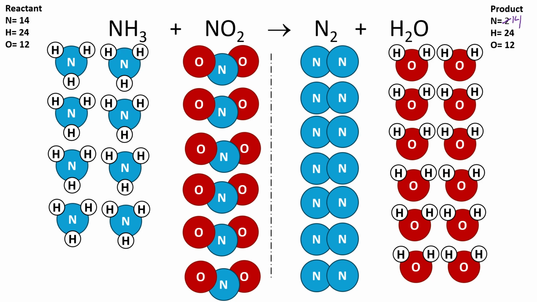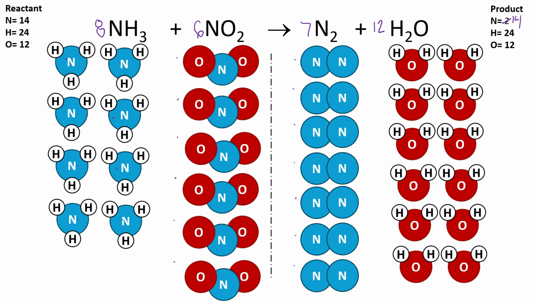So now let's actually count the number of molecules I have to figure out my coefficients. If I'm looking at my NH3, I have 1, 2, 3, 4, 5, 6, 7, 8 NH3s on my reactant side. If I'm looking at my NO2s, I have 1, 2, 3, 4, 5, 6 NO2s on my reactant side. If I'm looking at my N2s, I have 1, 2, 3, 4, 5, 6, 7 N2s on my product side. And if I'm looking at my waters, 1, 2, 3, 4, 5, 6, 7, 8, 9, 10, 11, 12 waters on my product side.